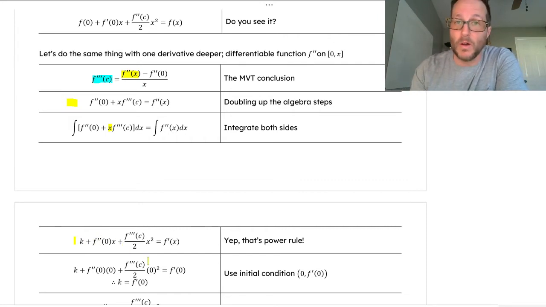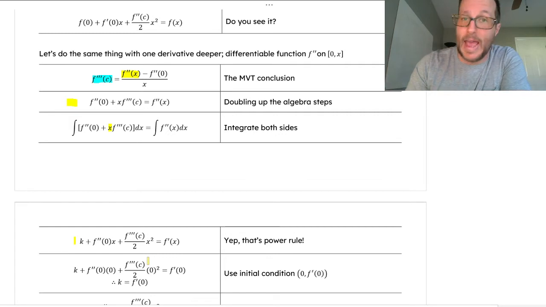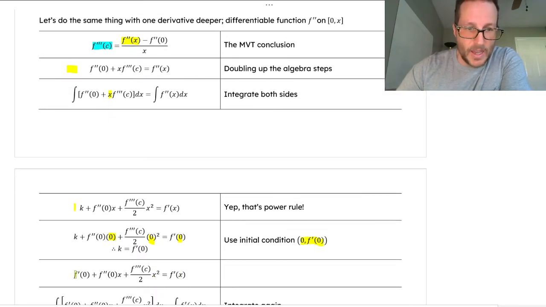Okay, so now I have to know, what was the initial condition? The initial condition at 0 is f prime of 0. I don't know what f prime of 0 is, I just know that that is the point on the f prime graph that is at 0. So subbing in 0 everywhere, 0 goes in for x right there, and that is equal to f prime of 0. Well, that means k is equal to whatever f prime of 0 is. So f prime of x is f prime of 0 plus f double prime of 0 times x plus f triple prime at c divided by 2 times x squared.